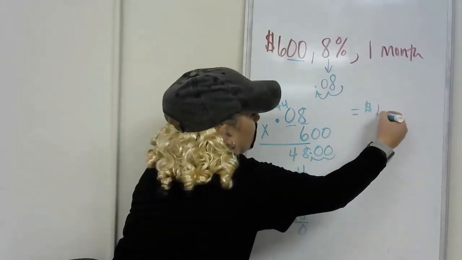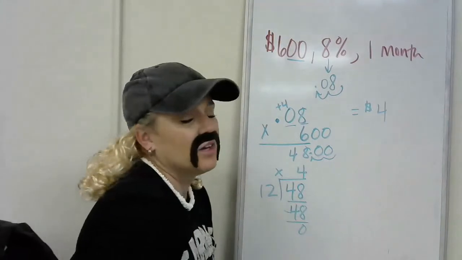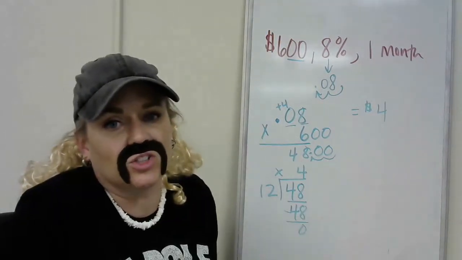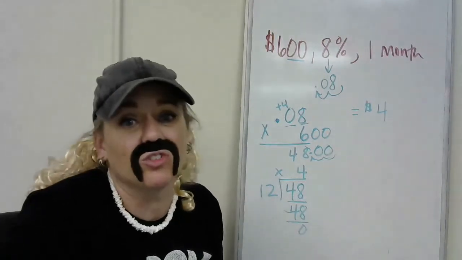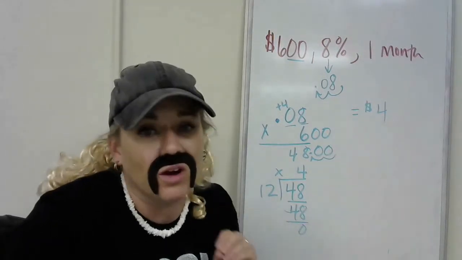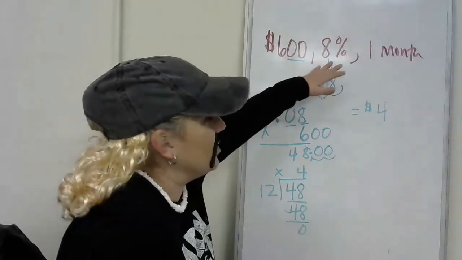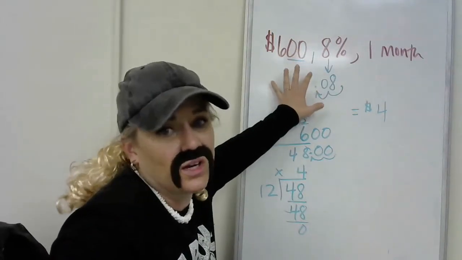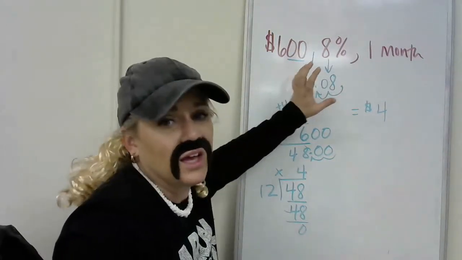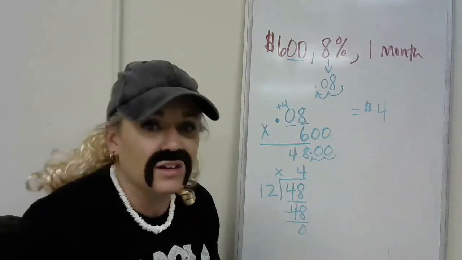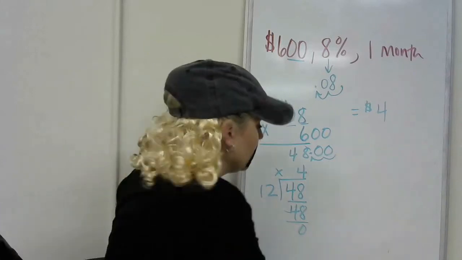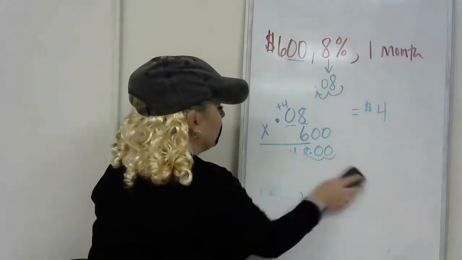So we're wanting to know, for 1 month, how much interest are you paying? Well, you're paying $4. Okay, so you got to make sure that you're doing this in the right order. You got to get what is a percentage of the money you're borrowing or you have, and then you got to divide that up. So it'd be $4 a month.